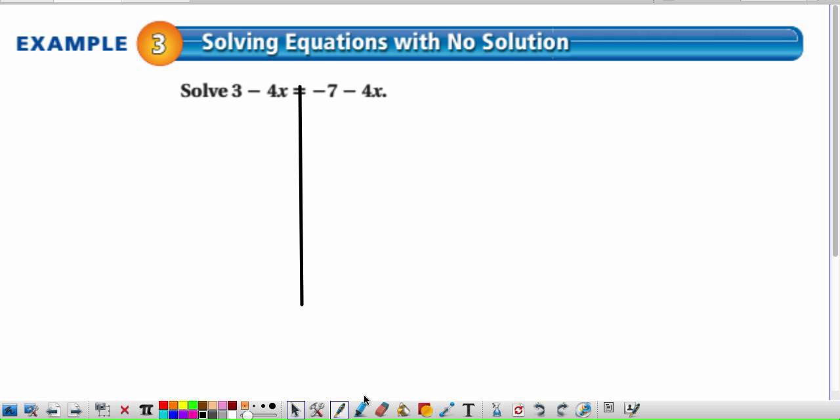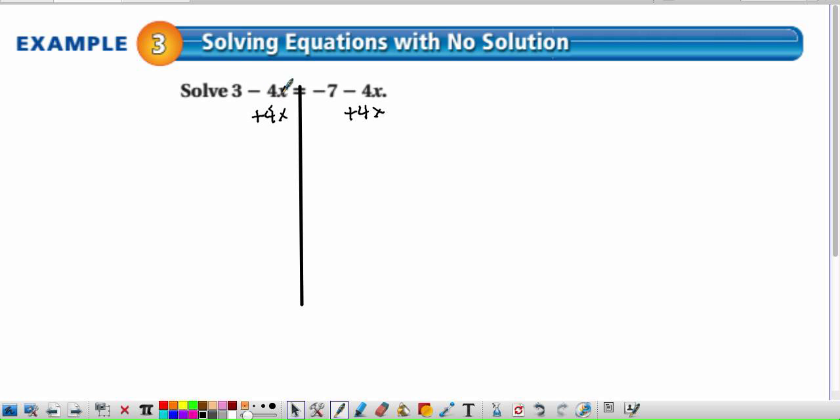So we put our line down, our equal sign, and we start combining like terms. I always start with combining my variable terms first. So I'm going to move this negative 4x across my equal sign to combine it with this negative 4x over here. Because I'm crossing the equal sign, I have to do the inverse operation, which is add 4x. So I'm going to do that on both sides.